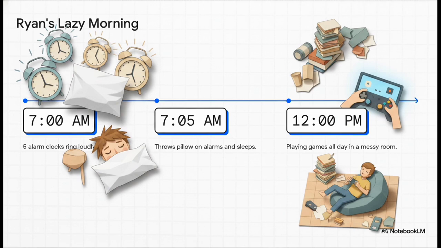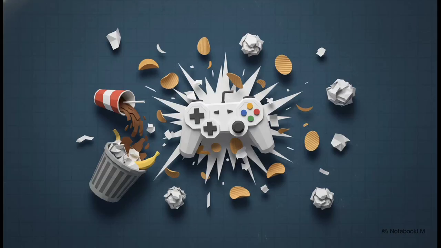This sequence is so good because we don't need a voiceover spoon-feeding us Ryan was a lazy boy. The 5 alarms instantly tell us this is a chronic problem. And throwing the pillow? That tells us he's in total denial. And the environment really steps up to do the heavy lifting here. Going into Scene 2, without a drop of narration, the room itself becomes a character.